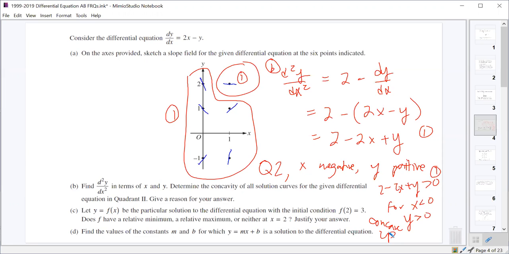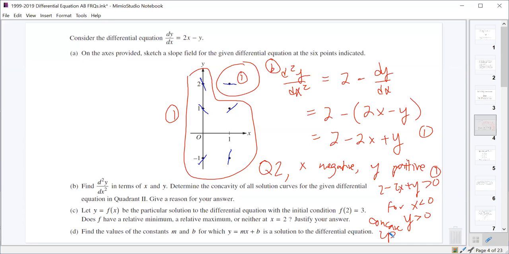All right. So part C, y equals f of x is the particular solution to the differential equation with the initial condition that f of 2 is 3. And we want to know if f has a relative minimum, relative maximum, or neither at x equals 2.